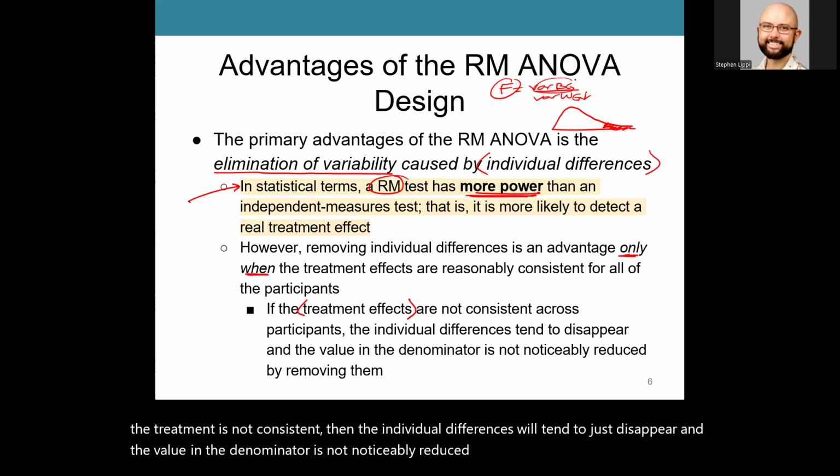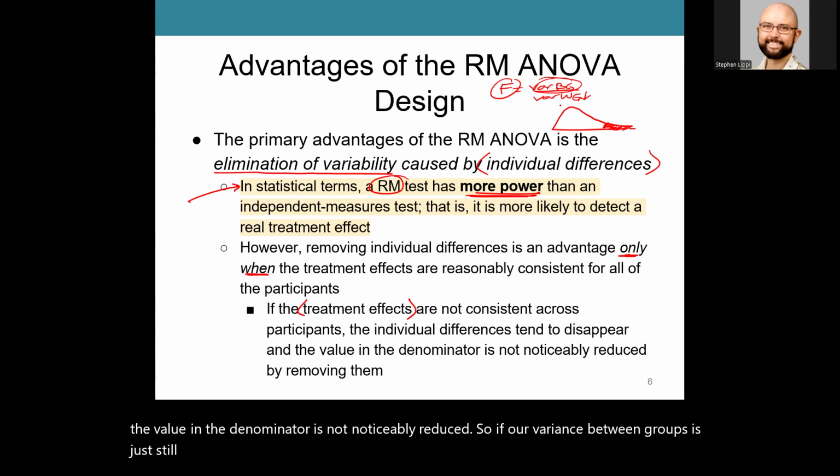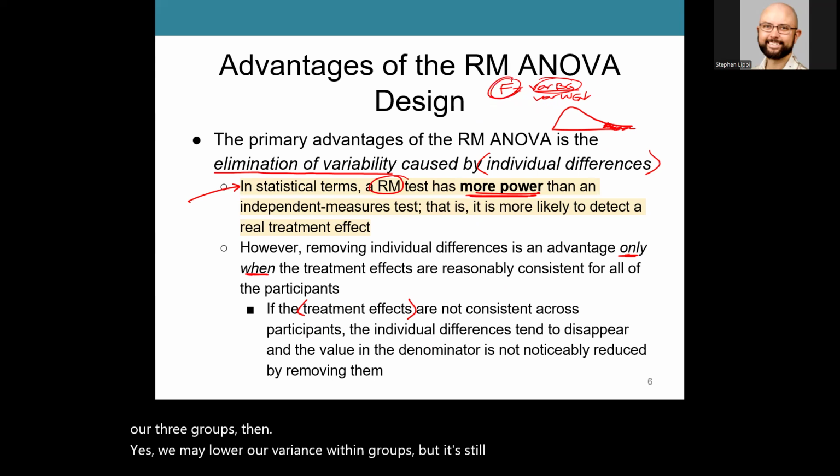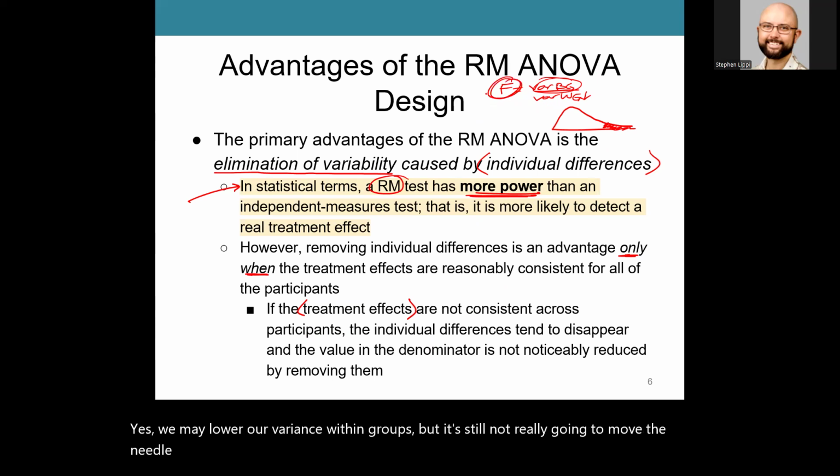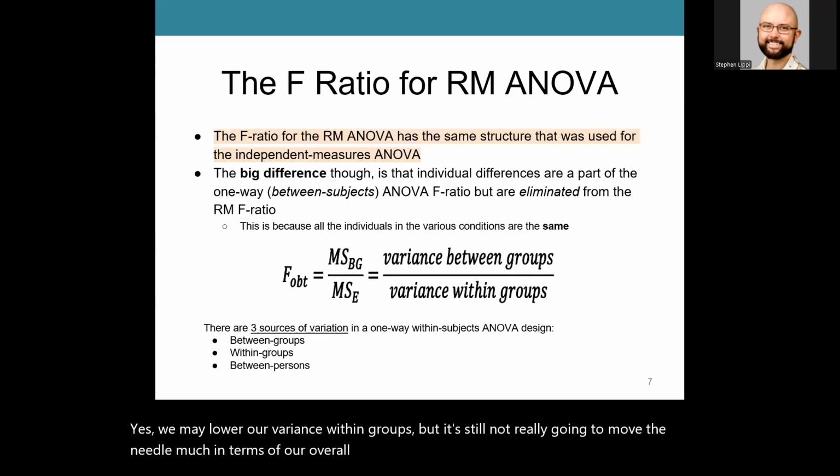So if our variance between groups is still fairly minimal, if it's minimal because treatment effects are just not consistent across our three groups, then yes, we may lower our variance within groups, but it's still not really going to move the needle much in terms of our overall F ratio.